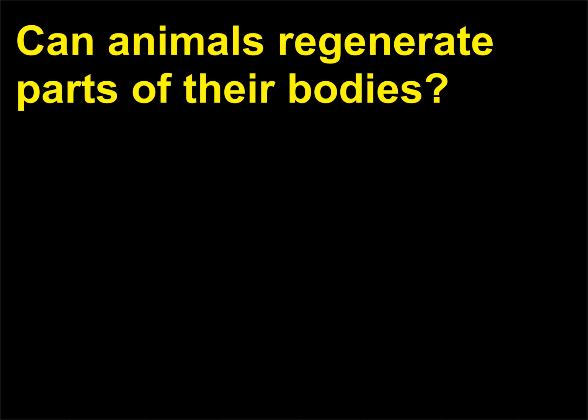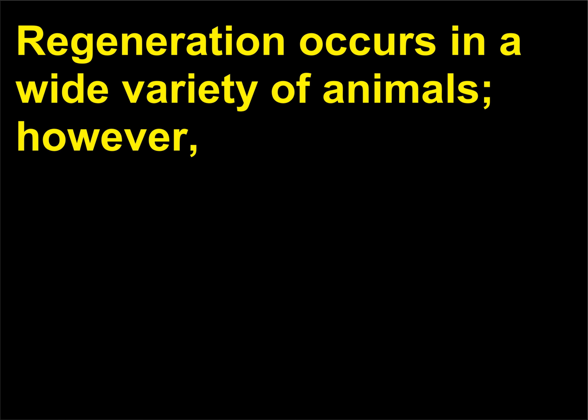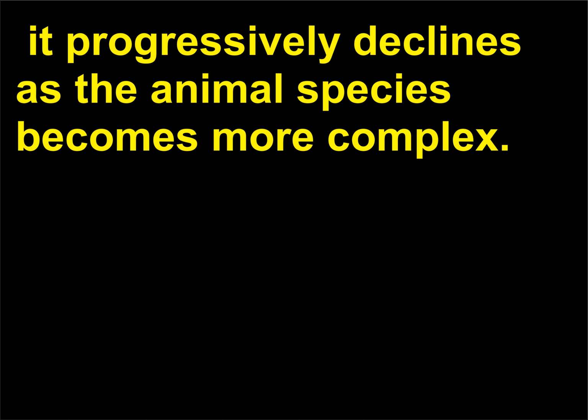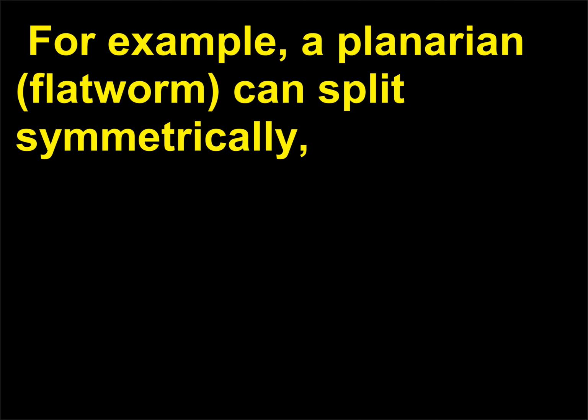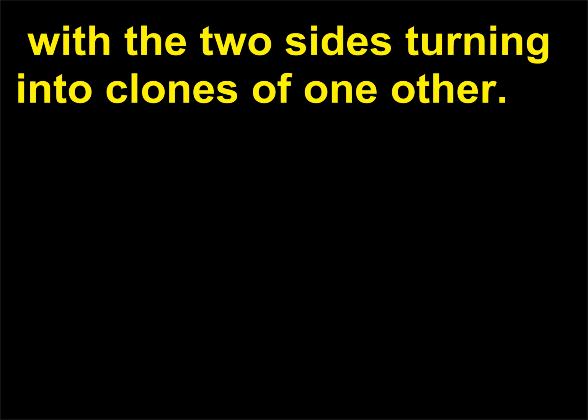Can animals regenerate parts of their bodies? Regeneration occurs in a wide variety of animals, however. It progressively declines as the animal species becomes more complex. Regeneration frequently occurs among primitive invertebrates. For example, a planarian, a flatworm, can split symmetrically, with the two sides turning into clones of one another.